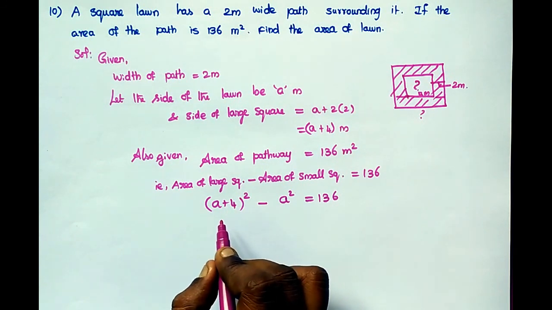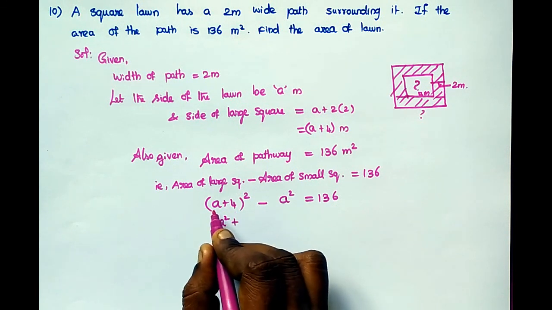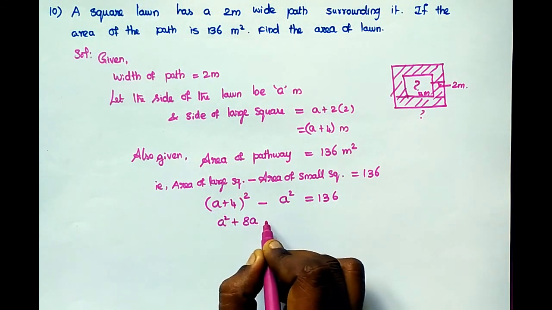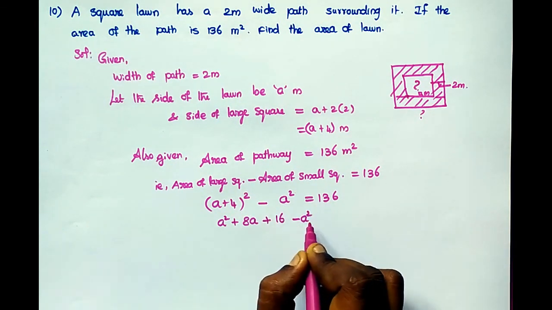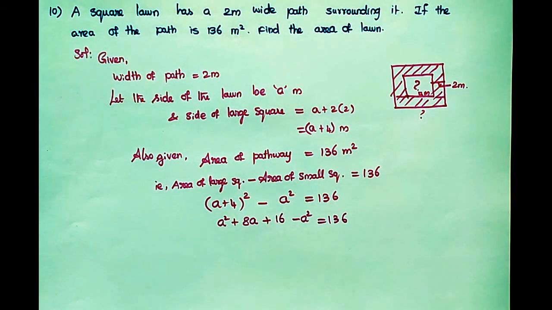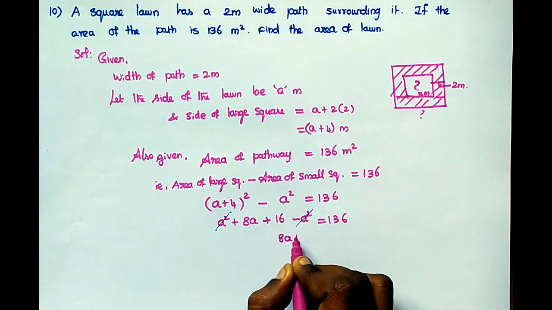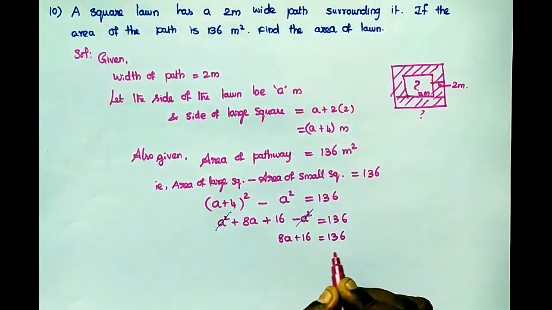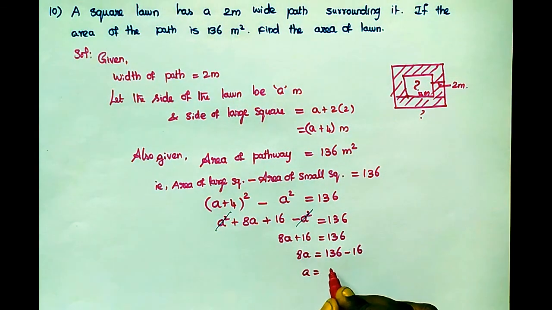Now it is in the a plus b whole square formula. So a squared plus 2ab, 2 into a into 4, that means 8a, plus 4 square, that is 16, minus a squared equal to 136. Now a squared minus a squared get cancelled. Balance 8a plus 16 equal to 136. Now 8a equal to 136 minus 16, that means 120.